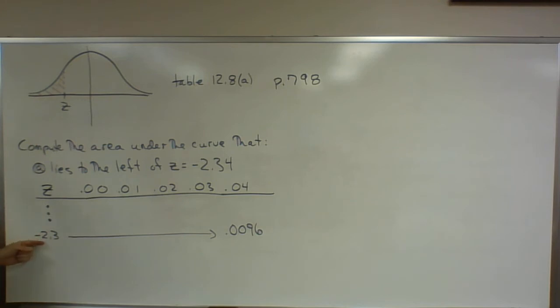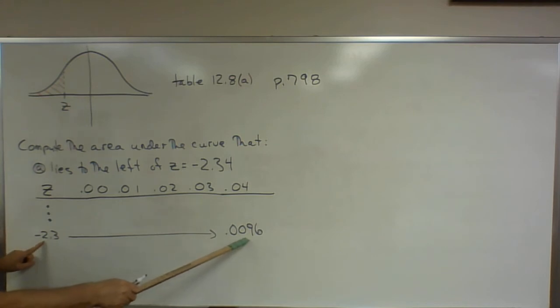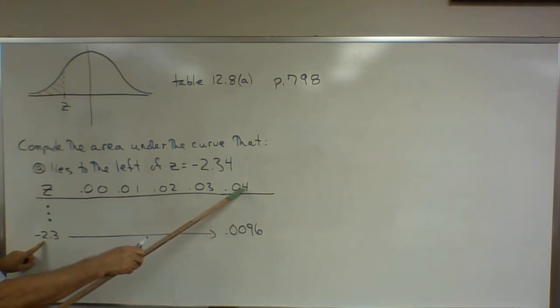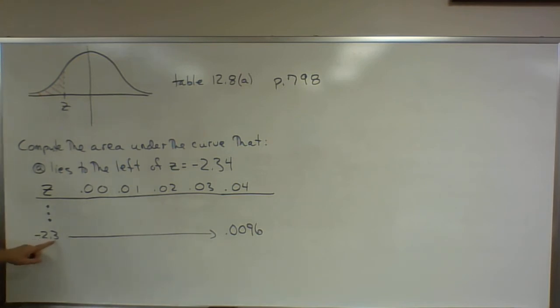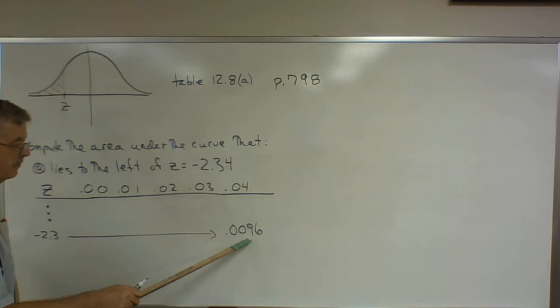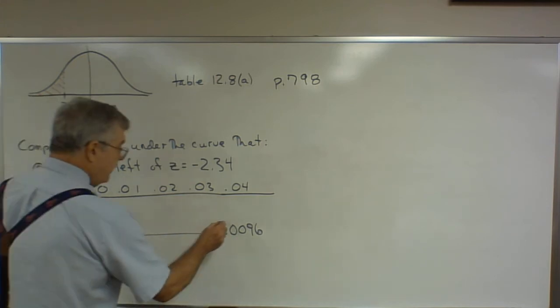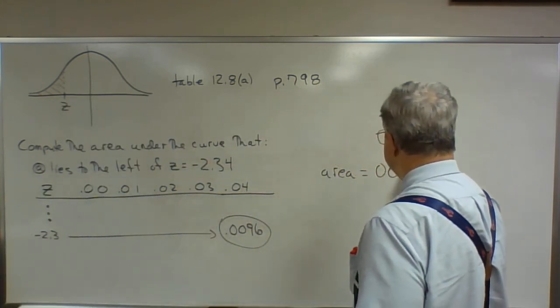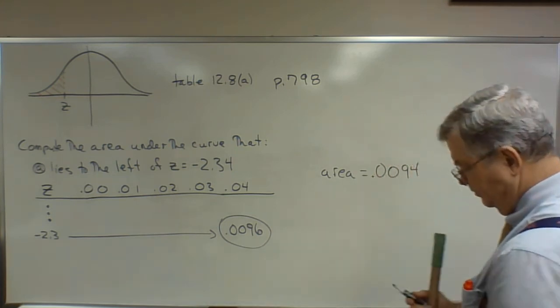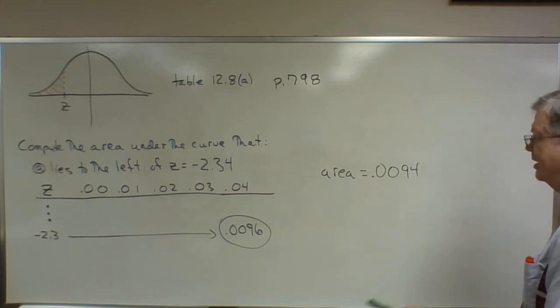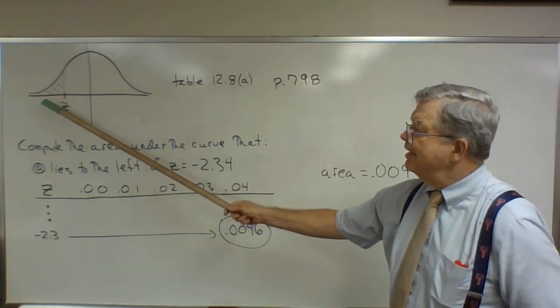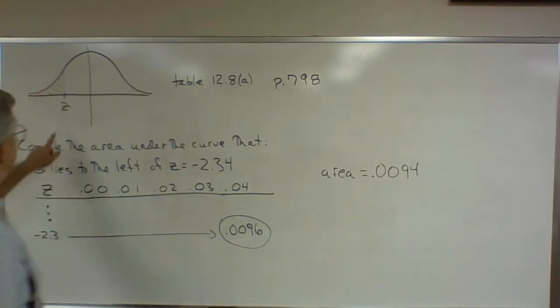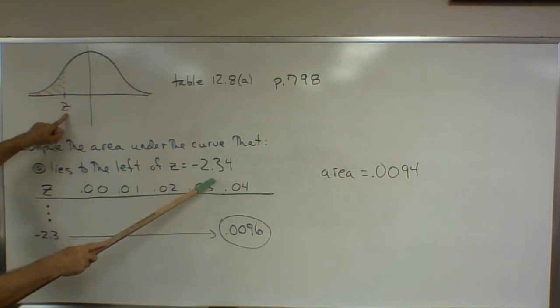In the z column, look at the row headed by negative 2.3 and go across that row until we're under the column headed by 0.04. So that will give us negative 2.34. This is the area right here. So what we've done is we've computed this area where z equals negative 2.34.